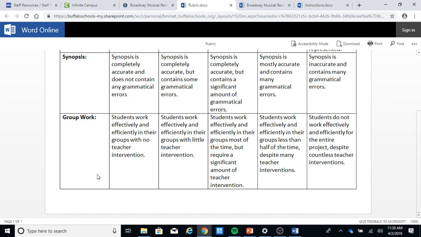3 points. Students work effectively and efficiently in their groups most of the time, but require a significant amount of teacher intervention. 2 points. Students work effectively and efficiently in their groups less than half of the time, despite many teacher interventions. And lastly, for 1 point, students do not work effectively and efficiently for the entire project, despite countless teacher interventions. Does everybody understand that rubric?